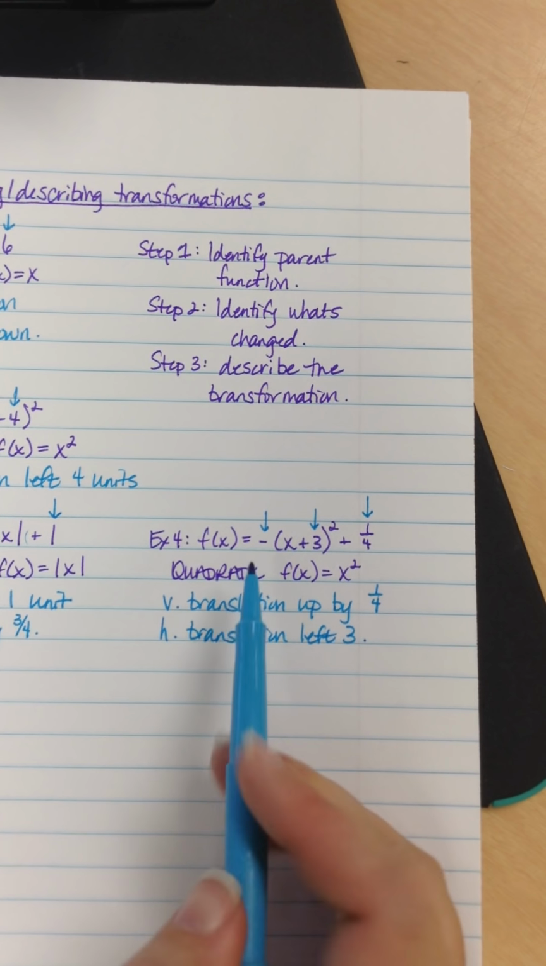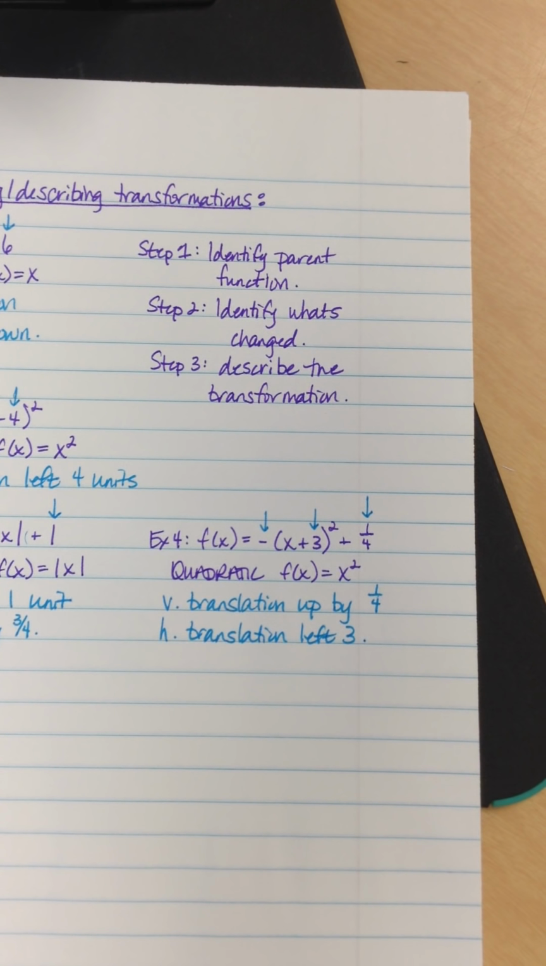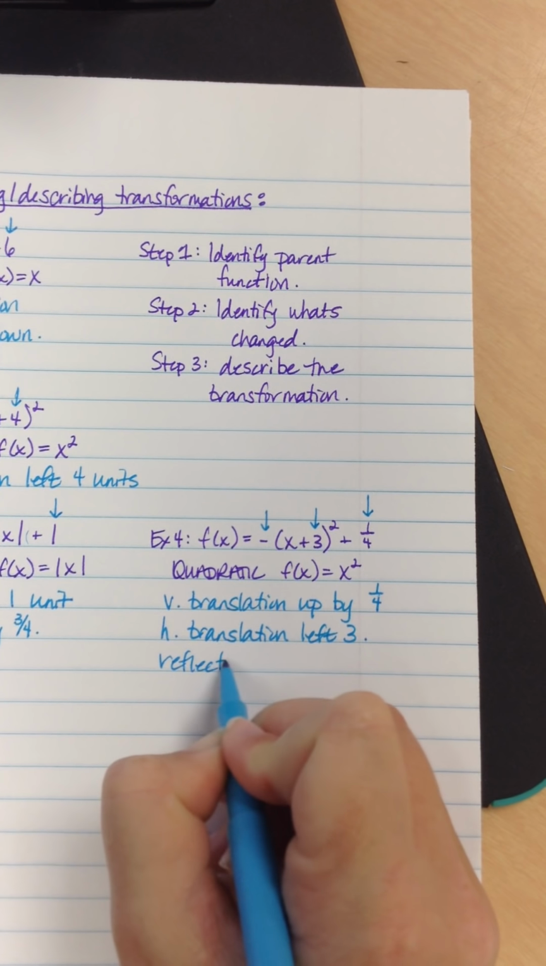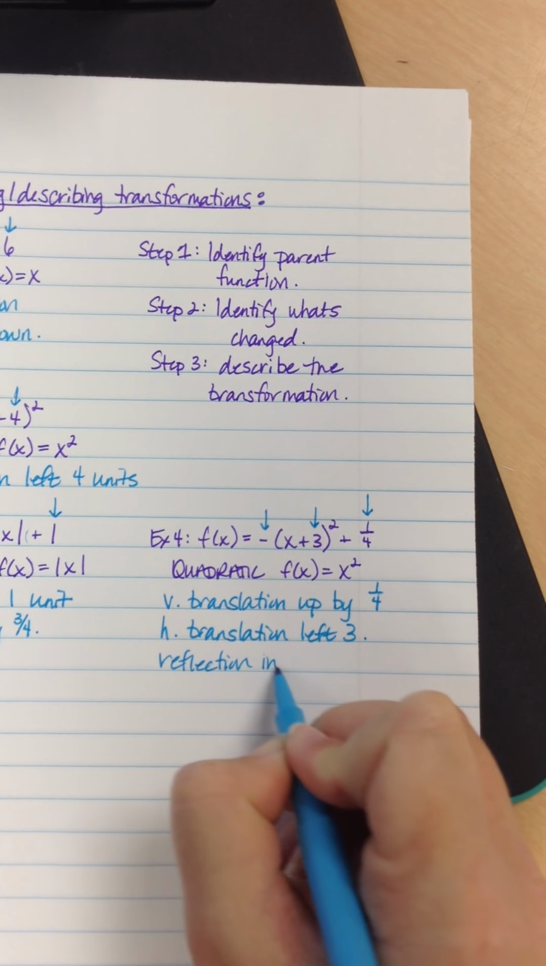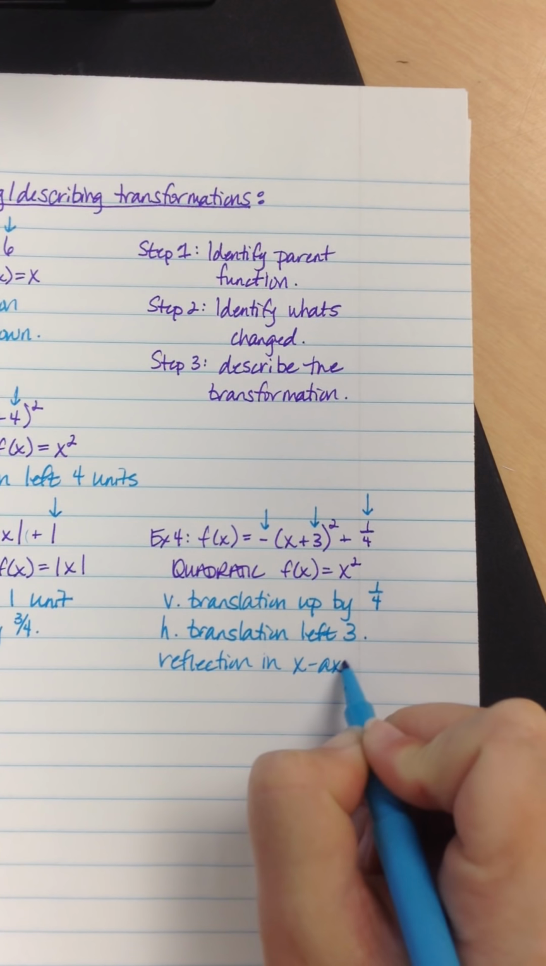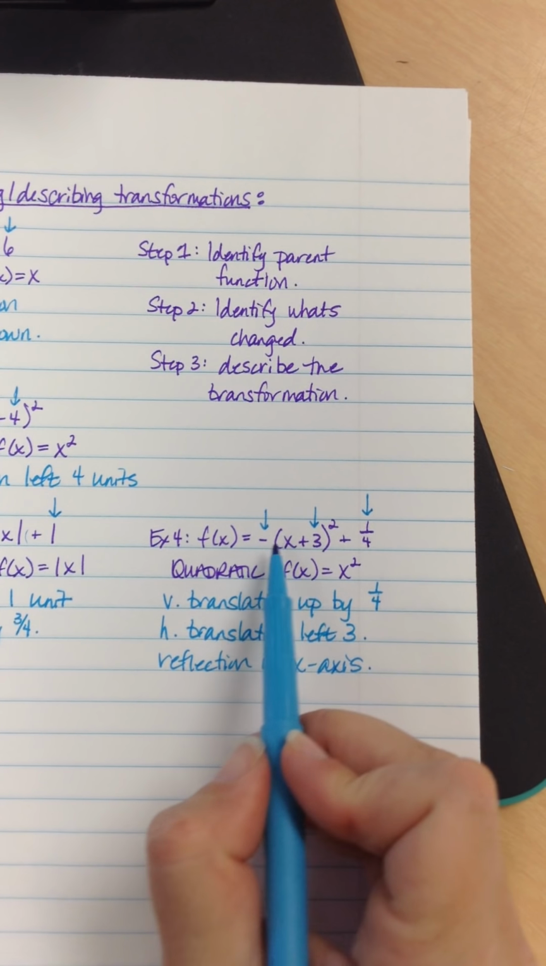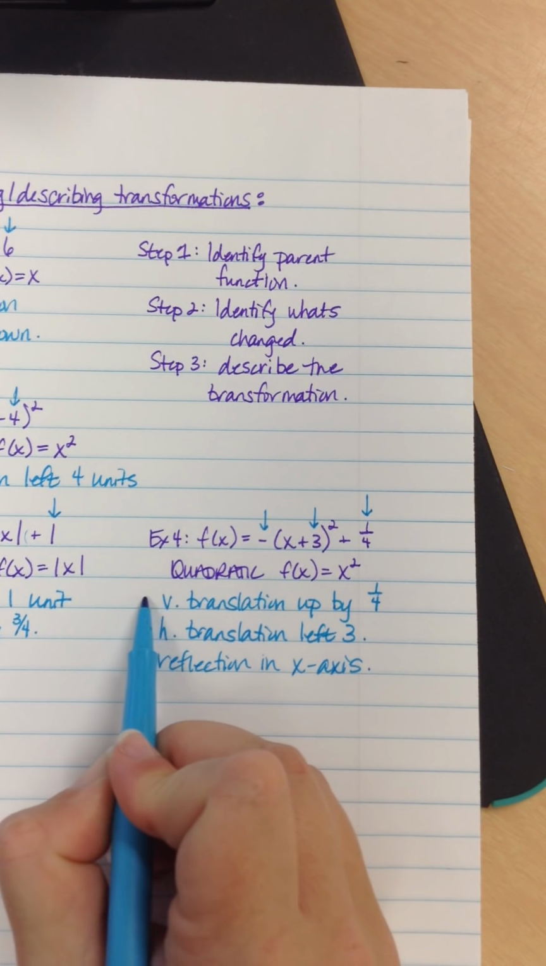The last thing I have to remember is that negative on the outside. That was something that you and I talked about already. Anytime you see a negative on the outside, that tells me automatically I have a reflection in the x-axis. That's what this negative is telling me. Three transformations, 1, 2, 3. I've described them all.